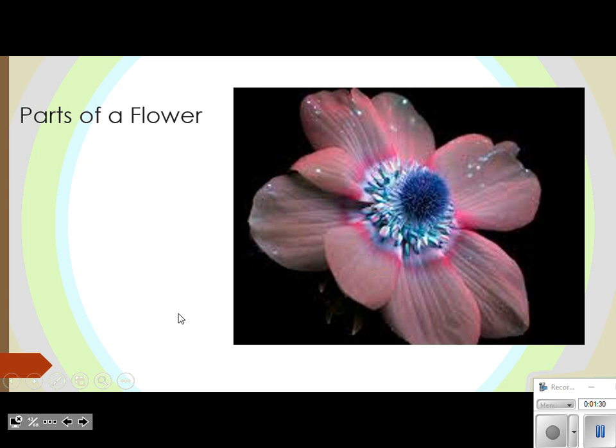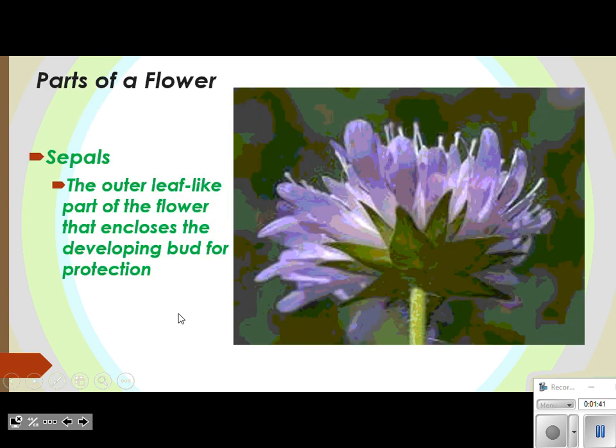Dealing with these angiosperms, we're going to deal with parts of a flower because that is the main thing of these flowering plants. So, on our parts of a flower, the very first thing is the sepals. Those are these things right here. The outer leaf-like part of the flower that encloses the developing bud for protection.